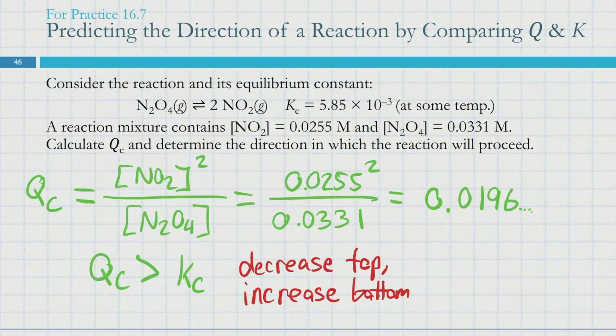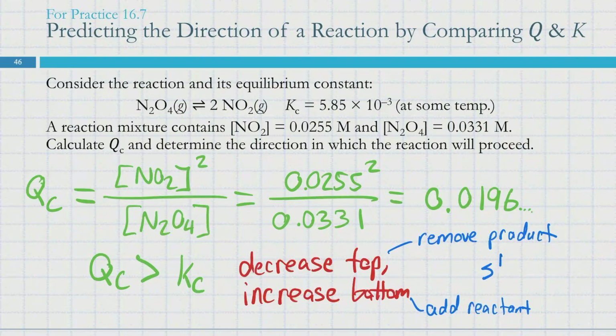So we're going to remove some product and add reactant to get to equilibrium. So that would be a shift left. We're going to be moving towards the reactants from the reaction quotient that we have.